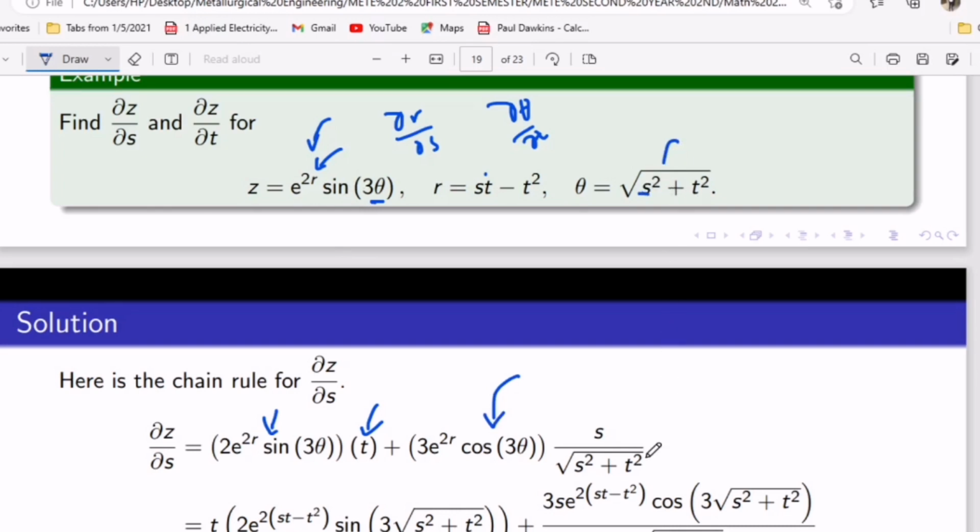Very simple. So with the chain rule, case 1, case 2, case 3 is very simple for you to understand. It's not for you to keep the formula in your head, but understand the concept and you'll be good with it.